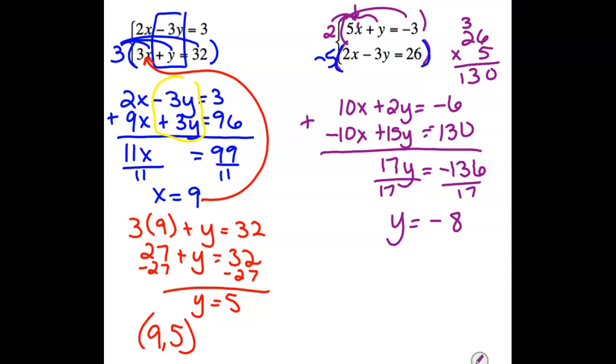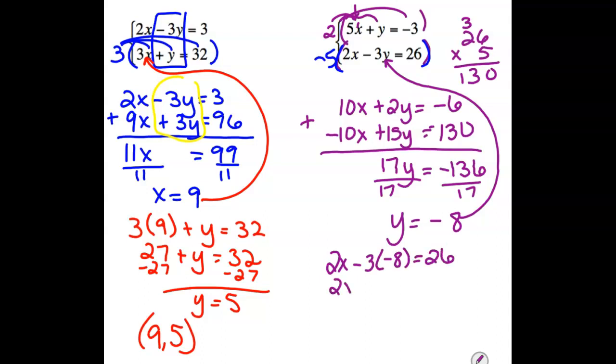All right, let's plug that back in. Again, we can put it into either equation. Let's say I pick the bottom one. We have 2x minus 3 times our y value of -8 equals 26. -3 times -8 is +24. Subtracting 24 to the other side gets us 2, and dividing gets us a 1. Okay, so we end up with our coordinates 1 for x and -8 for y.